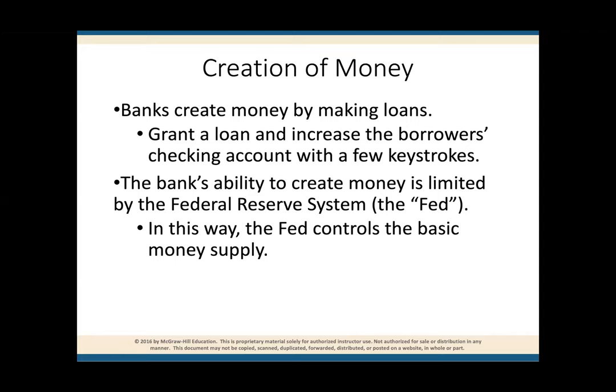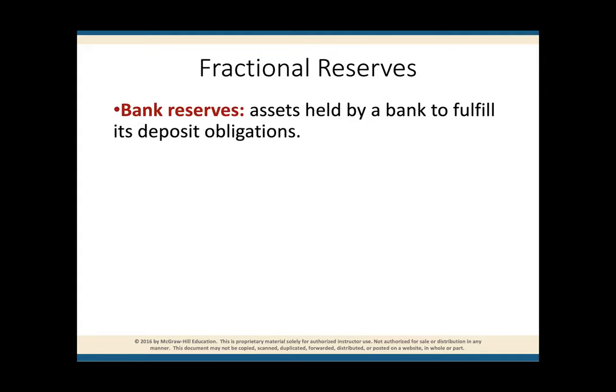Now, this ability to create money is limited by the Fed. The Fed is the federal system, the Federal Reserve Bank. The Federal Reserve Bank controls the banks. So by controlling the required reserves, you know, controlling how much money a bank has to keep on hand, the bank's ability to make loans is altered. Because, for example, if the Fed says, let's increase the required reserve to 50%, then banks only have 50% to lend of whatever they receive, right? So by increasing the required reserves, banks have less power to make money.